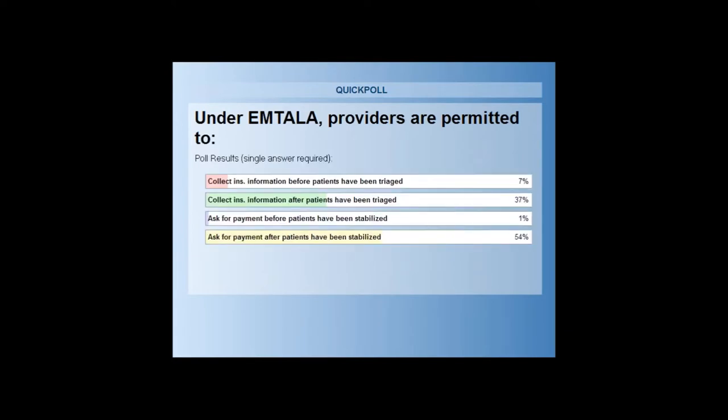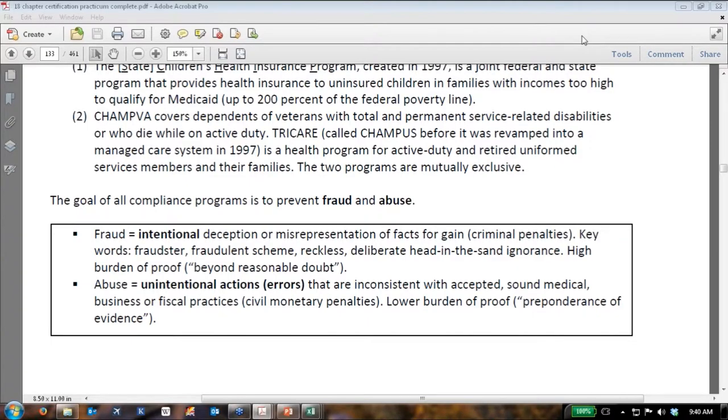All right, well, let's take a look at these results. B and D are both correct. This is not like a question you would see on the exam, where if more than one answer is correct on an exam question, that exam question is a bad question. D, ask for payment after patients have been stabilized, is how I would have answered the question, which I see most people did. But actually, and this is what I was trying to convey earlier, it is also okay, and this is frequently misunderstood, that you can collect insurance information after the patient has been triaged. So that is also correct, but technically the safe answer is D, but B is also correct.